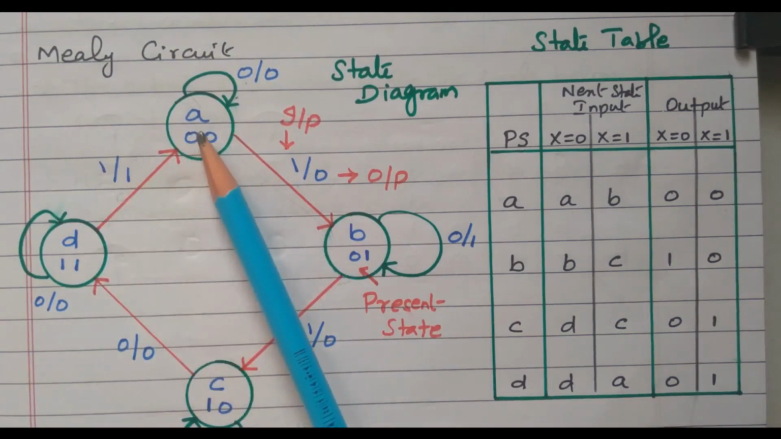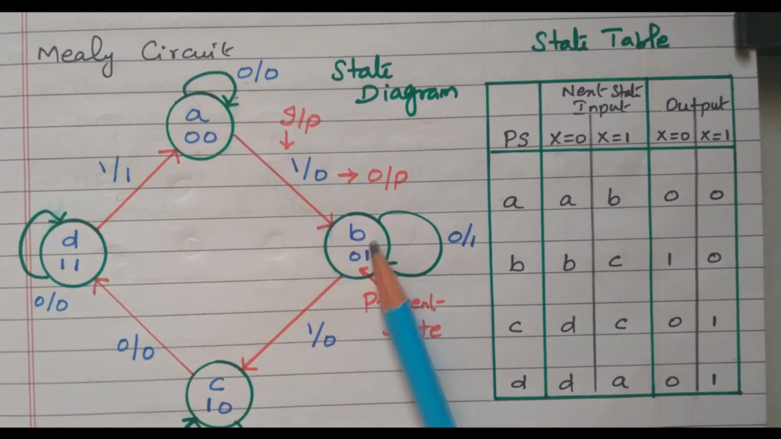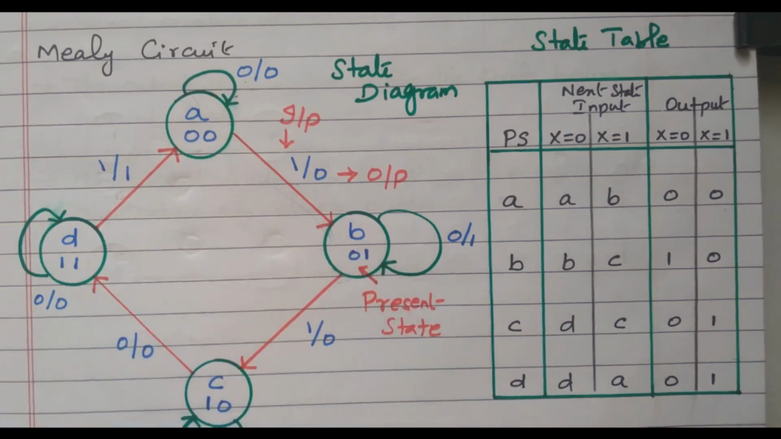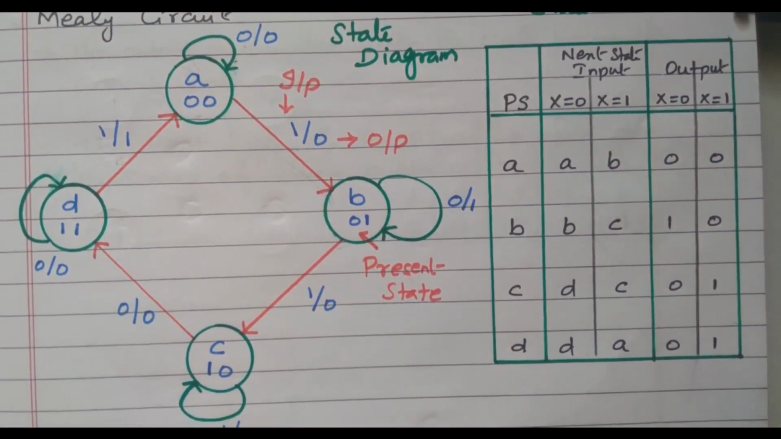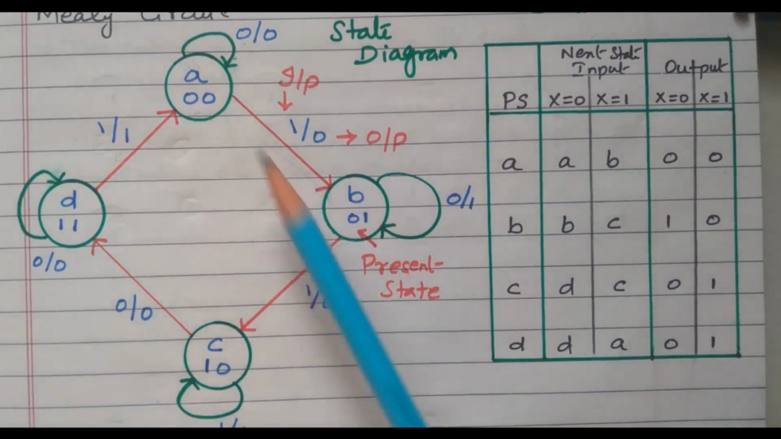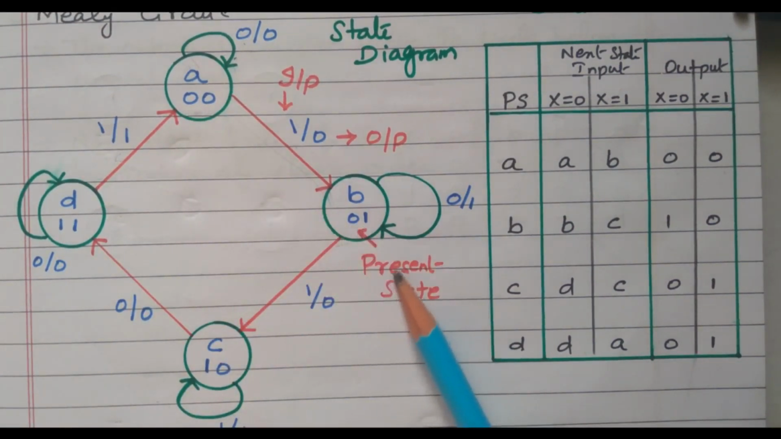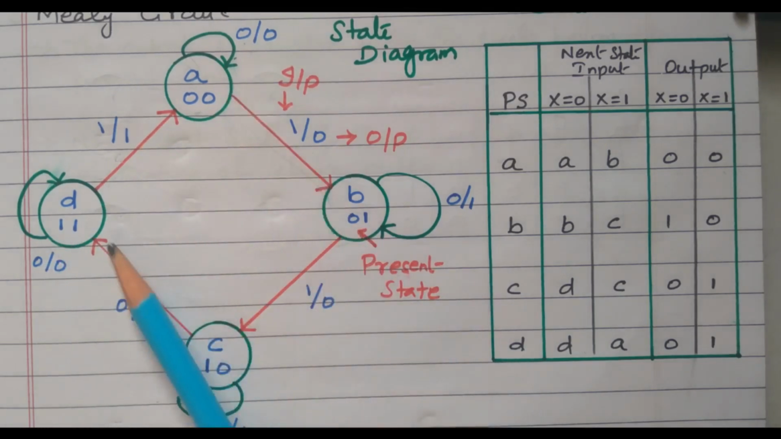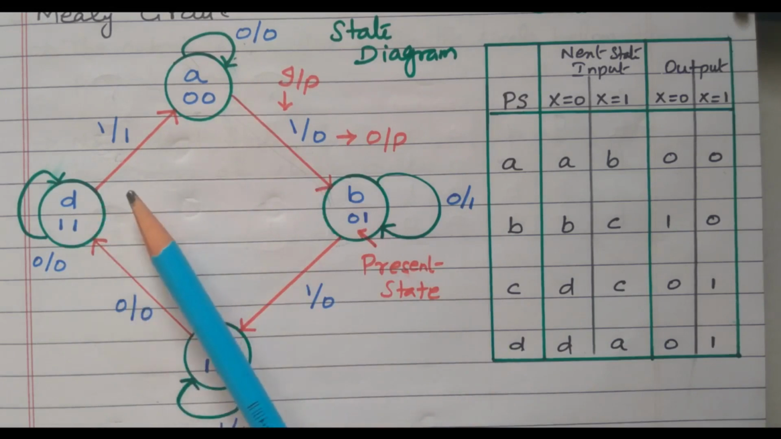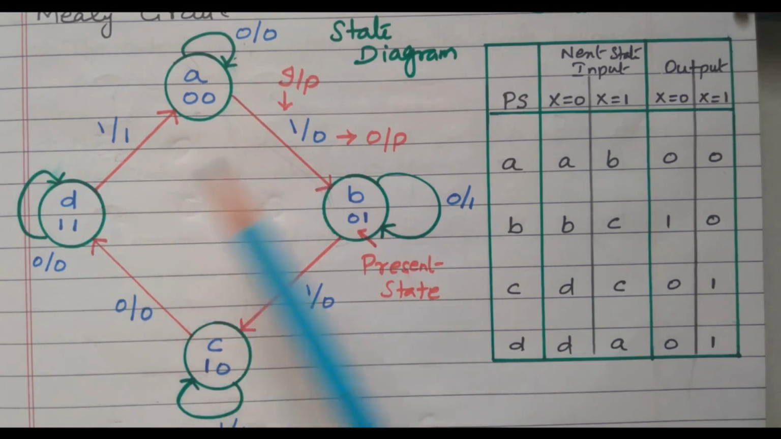Right? So there are four states available, A, B, C and D. Because of 4 states we have the binary numbers 00, 01, 10 and 11. This is the present state. The state diagram, what are the things we have? Input, output, present state, next state.